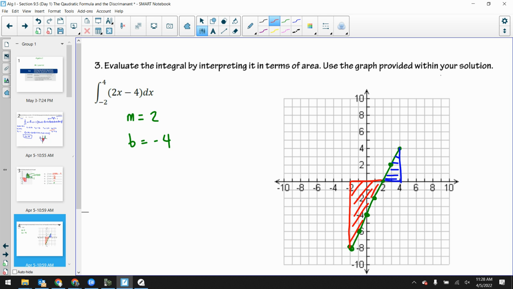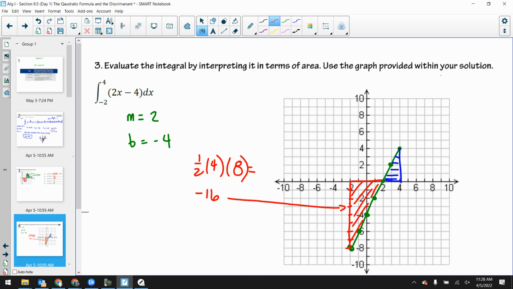The negative looks like I've got a base of 1, 2, 3, 4. So 1/2 times 4 times my height of 1, 2, 3, 4, 5, 6, 7, 8. 1/2 times 4 times 8 is 16. And -16 is my red area.